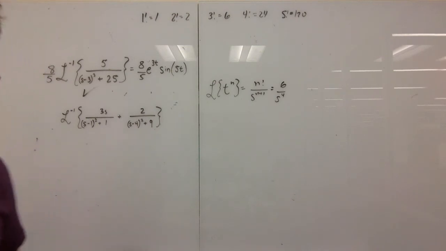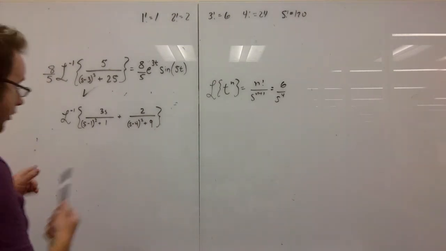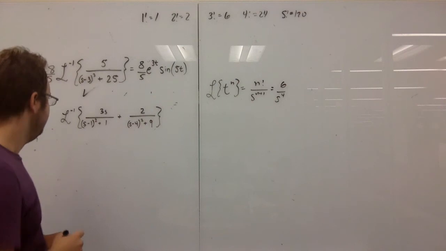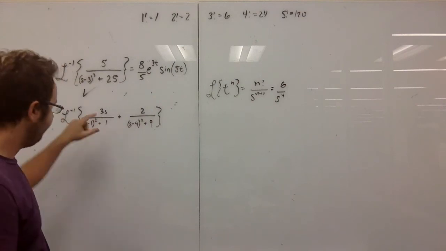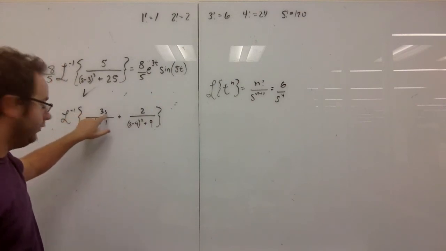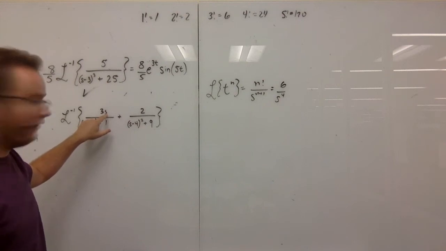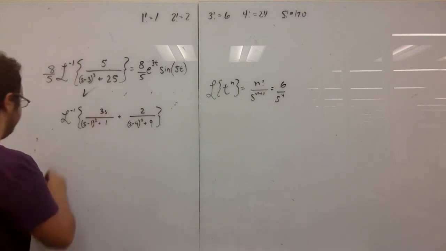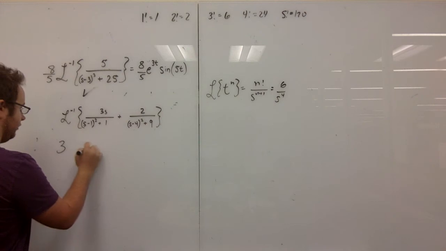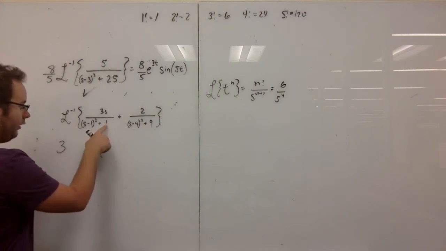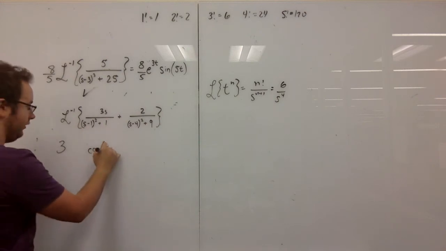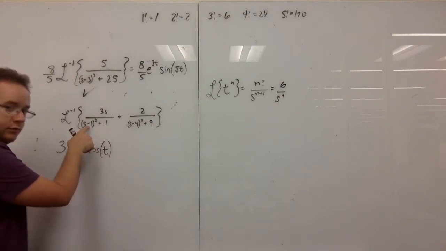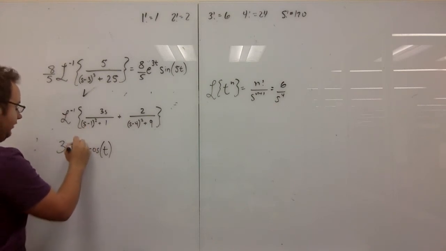So what do we have here? A cosine and a sine. This is a cosine. The nice thing about cosine is that you don't really have to tweak this numerator. The cosine always has an s here. This constant just comes out. So it's going to be 3 cosine of what? 1t, or just t, right? And what do we have here? e to the 1. We have an e to the t shift. That's it.